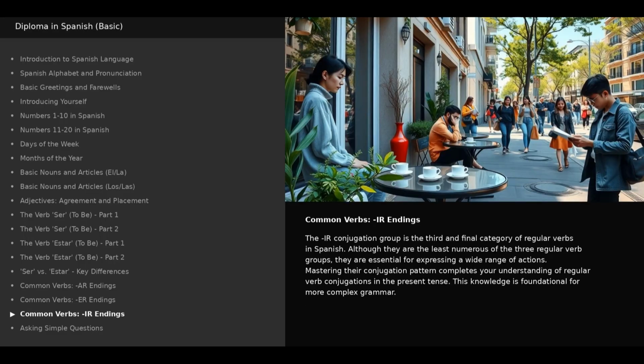Common verbs, IR endings. The IR conjugation group is the third and final category of regular verbs in Spanish. Although they are the least numerous of the three regular verb groups, they are essential for expressing a wide range of actions. Mastering their conjugation pattern completes your understanding of regular verb conjugations in the present tense. This knowledge is foundational for more complex grammar.